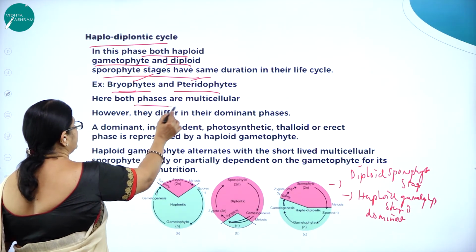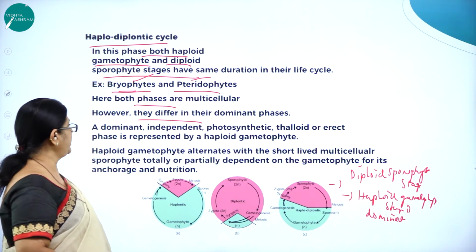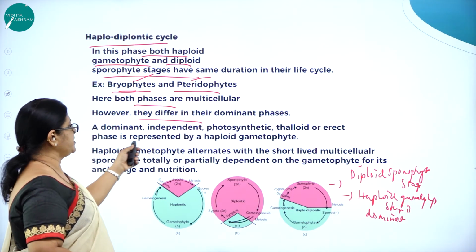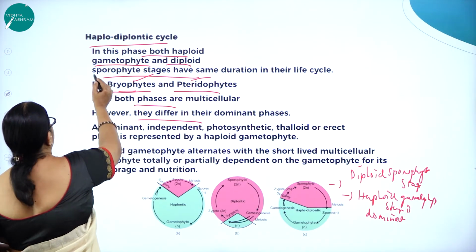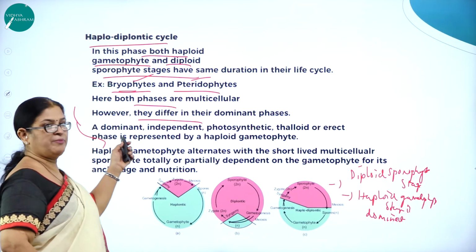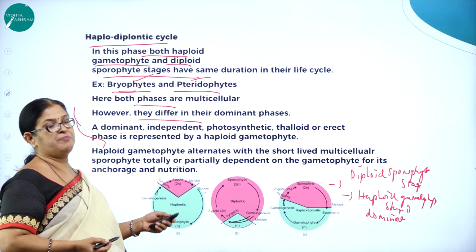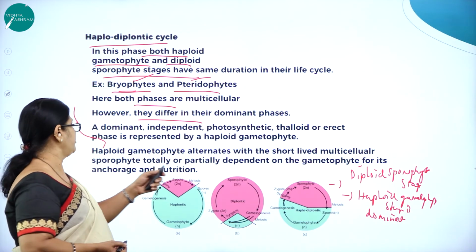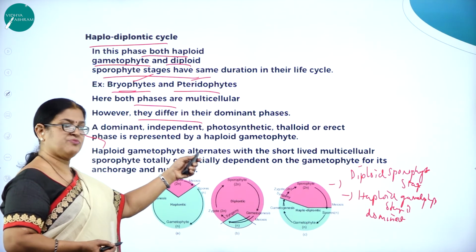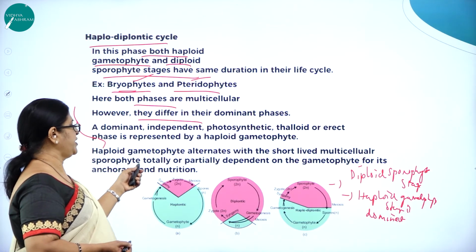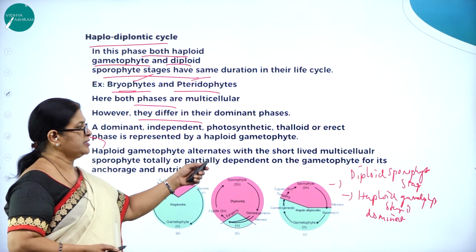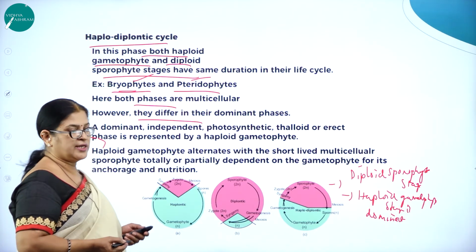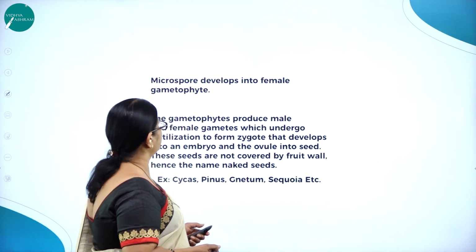Here both phases are multicellular, however they differ in their dominant phases. So a dominant independent photosynthetic thalloid or erect phase is represented by haploid. For example, if you take bryophytes, as you know, the plant body is thallus. So thalloid or erect phase is represented by haploid gametophyte. Haploid gametophyte alternates with the short-lived multicellular sporophyte totally or partially dependent on the gametophyte for its anchorage and nutrition. So this is all about the types of life cycles which you have come across, right?